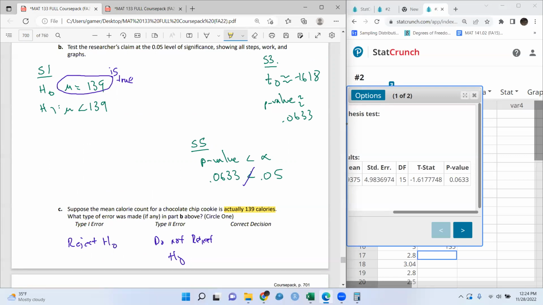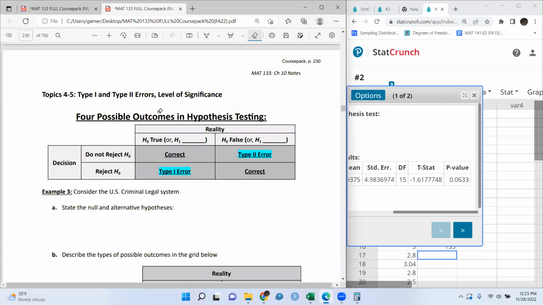So I guess the thing here is, what we've been told is that in reality, H0 is true, and what we said is there wasn't enough evidence to reject H0. So then we made the correct decision. Okay, so if we reject H0, then it's some sort of error, but if we don't reject it, then it's a correct decision. No, it's not that simple, unfortunately. That's where I'm getting confused too, Reagan.